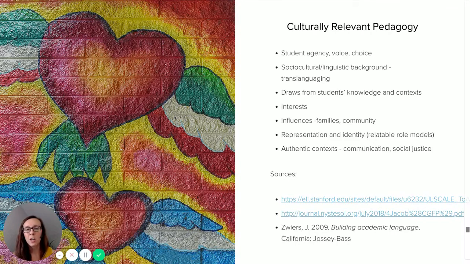This, in turn, helps us to draw from students' own knowledge and context, and just by proxy makes the learning feel more relevant, more authentic, more enriched, I guess, with the interests and the experiences of our students, and can also then draw in a variety of different influences, things like families, community, representation in a variety of ways, thinking about relatable role models.